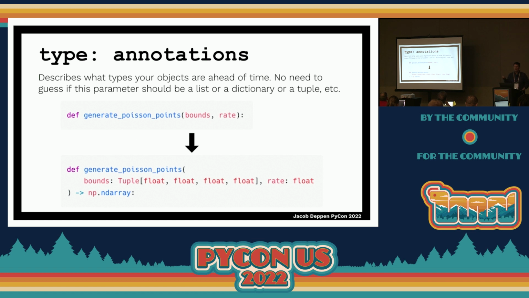So we have bounds here is a tuple of length 4 with floats in each position. Okay? That's what it expects. And rate expects just a single float. And the last line, maybe hard to see at the bottom for some folks in the back, but we have an arrow pointing to the return type of the function. And in this case, it's going to return to us a NumPy ND array.